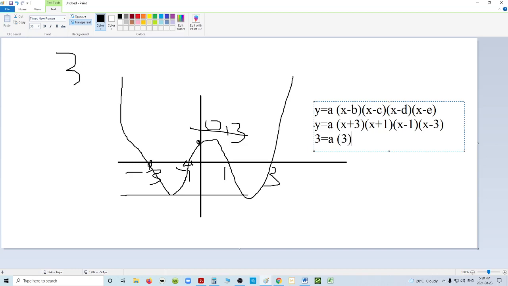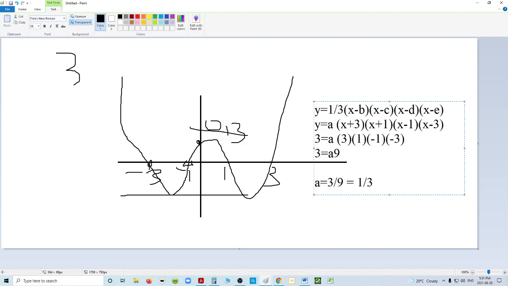What's 0 plus 3? It's 3. What's 0 plus 1? It's 1. What's 0 minus 1? It's minus 1. What's 0 minus 3? It's minus 3. What's minus 3 times minus 1 times 1 times 3? It is positive 9. So I get 3 is equal to a times positive 9. Therefore, when I isolate a, I get 3 over 9, which is the same as 1/3, which means I can go back to this a and replace it with 1/3. And now I have the equation of that line.